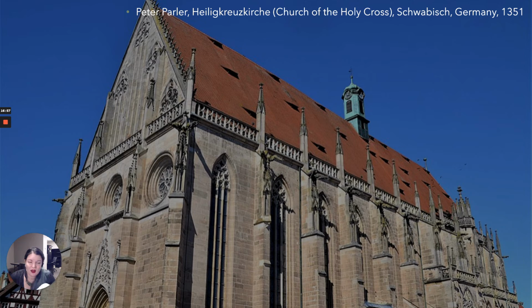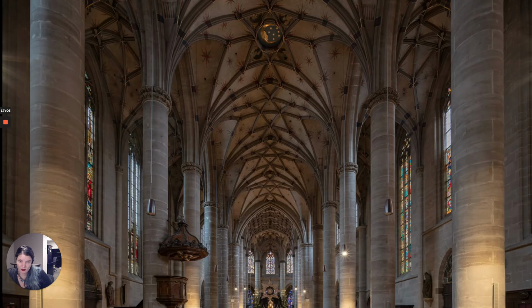We have some gargoyles on the outside. We have some pointy bits. We have some pointy arches. We have some rose windows. So we definitely have some Gothic embellishment, but it's quite different looking than a French Gothic church.